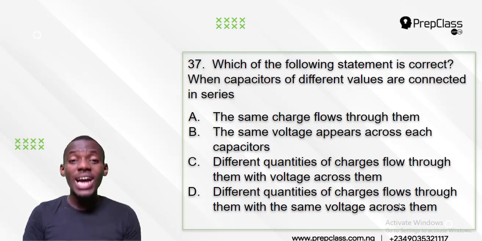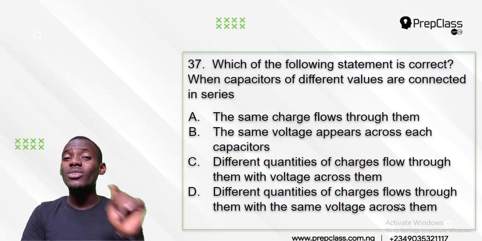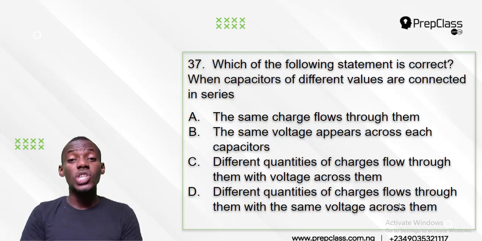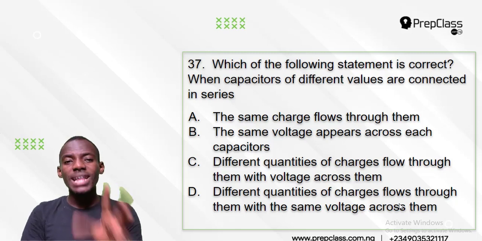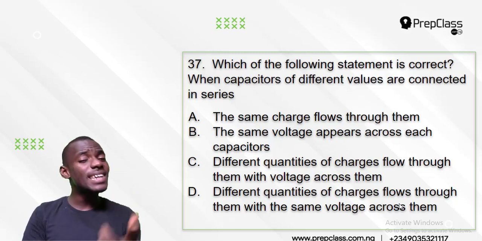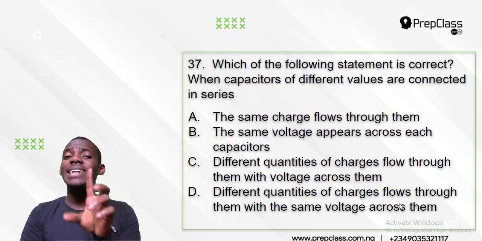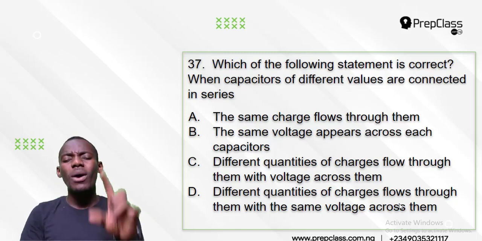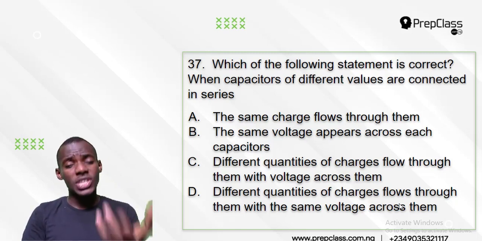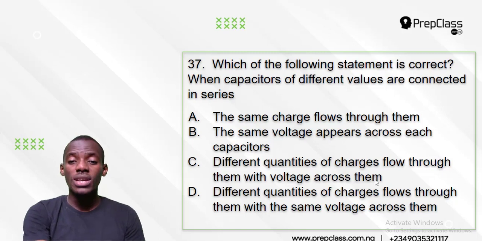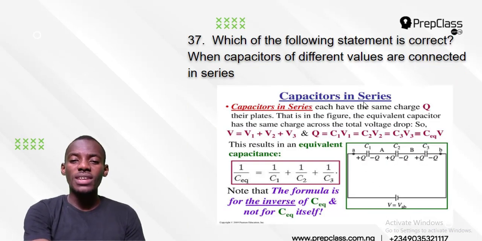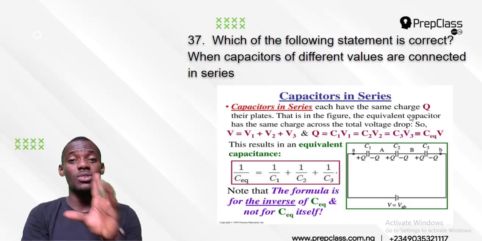But what about charge? This question is talking about charge, about capacitors in series. What will happen to the charge and what will happen to the voltage? If it is in series, first, the voltages are not the same; you have to add the voltages. But what about the charge? Let's check it out here. Capacitors in series each have the same charge, and that is the answer to the question.